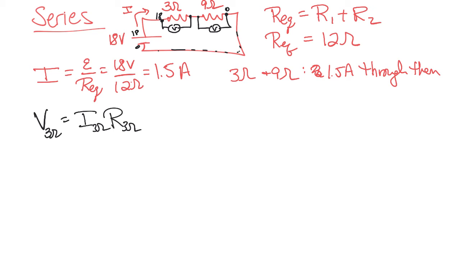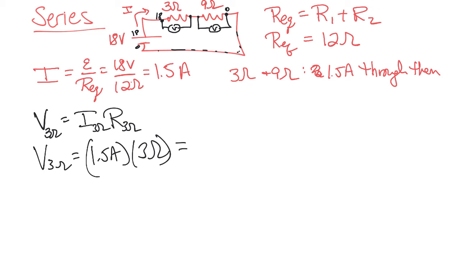And I know that seems like overkill with all those subscripts, but I think it's useful to remember what those things mean. When we say V equals IR, we're talking about the voltage drop across a certain thing with that current through that thing and the resistance of that thing. So the voltage drop across the 3 ohm is 1.5 amps times 3 ohms, which is 4.5 volts. So we just calculated that as 4.5 volts.